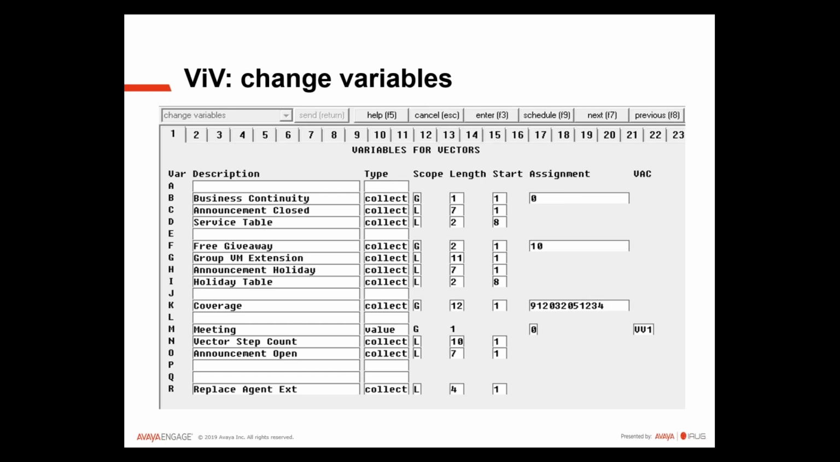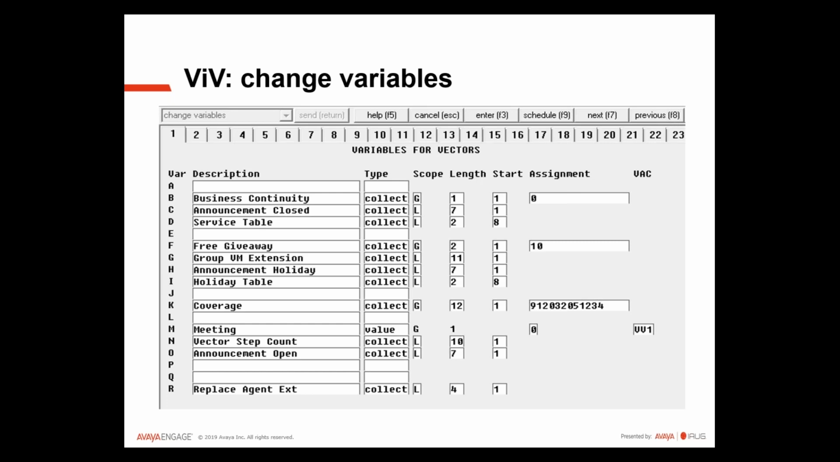I use all collect, except for this one meeting here as a value. We'll cover that off. That's going to be an example of a vector variable that you can use with a feature access code. So you'll see there that there's a VV1. We'll cover that later on. The rest are all going to be collect. Our scopes are global or local. The business continuity is global. It's for every single call that's coming in. The announcement is going to be local. It's for whatever is coming in on that VDN set.